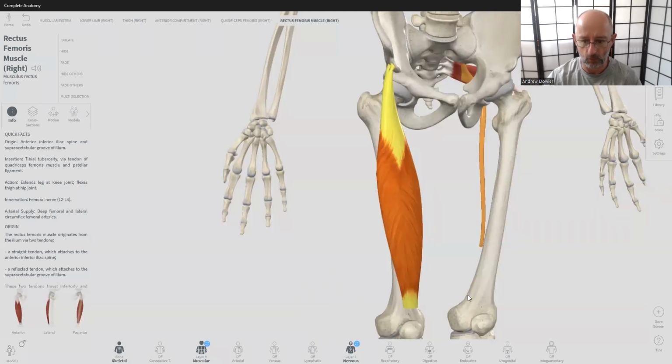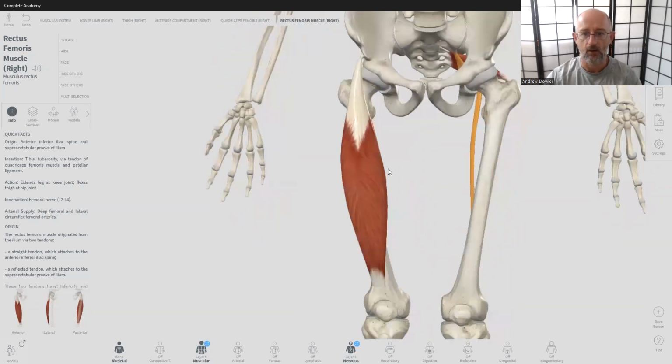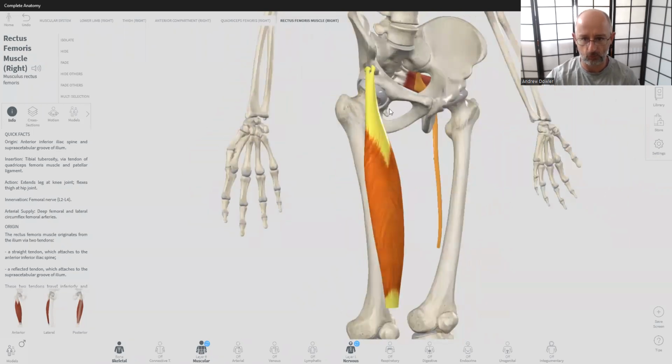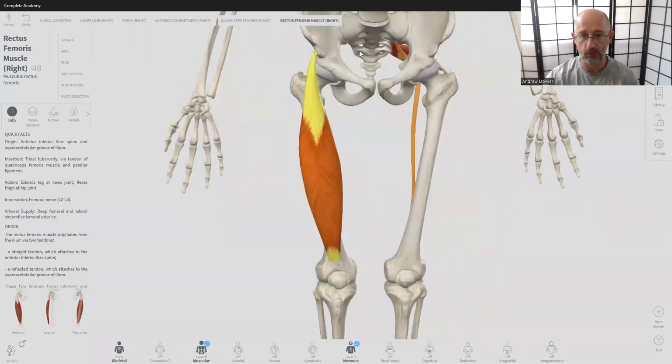And then as part of the quad, it's not shown here, but that patellar tendon wraps around the patella and then attaches onto that part of the bone there on the tibia called the tibial tuberosity. So when you contract your rectus femoris, this is a two-joint muscle, meaning it crosses the hip joint and also the knee joint. So it can affect both joints.